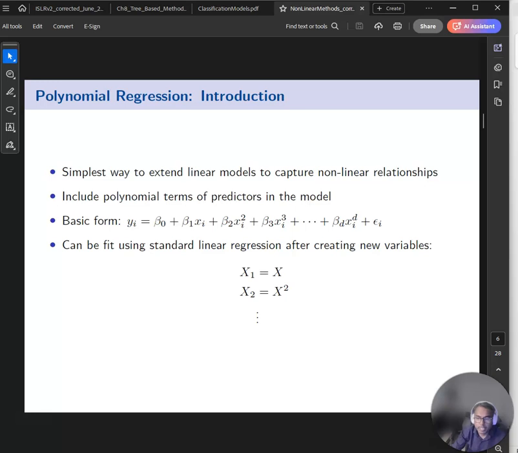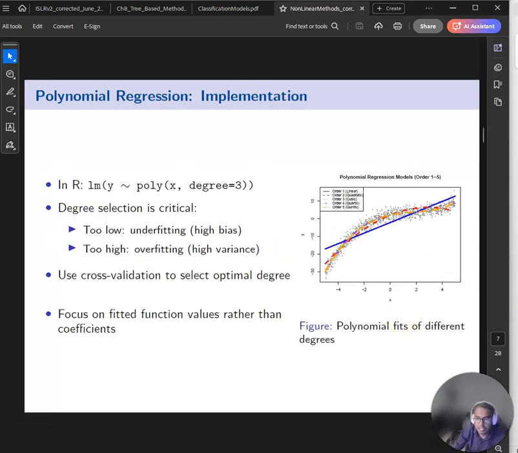This means that we can use all our familiar linear regression machinery, least squares estimation, standard errors, hypothesis testing, which allow for curved relationships. It's just like giving our straight line the ability to bend and curve to match the patterns in the data. Implementing this in R is very simple.